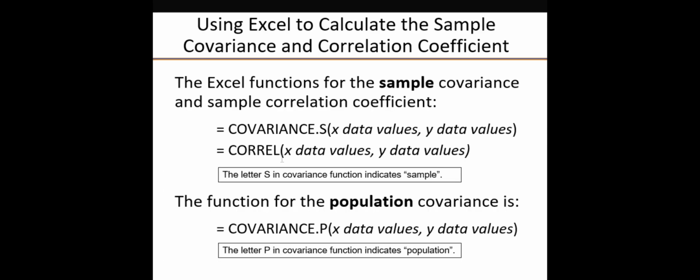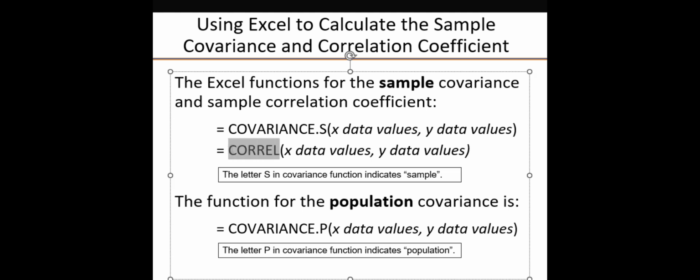All right, and this is how you calculate them for a sample. So covariance for a sample, and correlation for a sample, it will be just CORREL, and covariance for a population, right? That's using Excel. And that makes your life much, much easier.